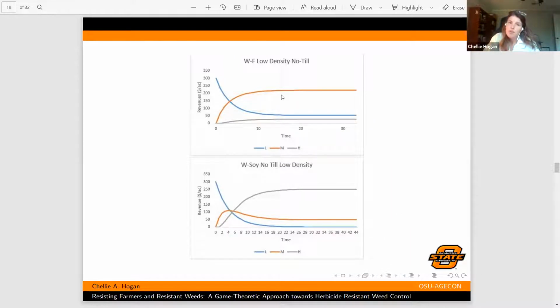So at the top, we have wheat fallow, low density, no till. The probabilities characterize these revenue dynamics. And then wheat soy at the bottom is just another example of how it changes as we look across different systems. So every system would produce different dynamics with respect to curves, if that makes sense.